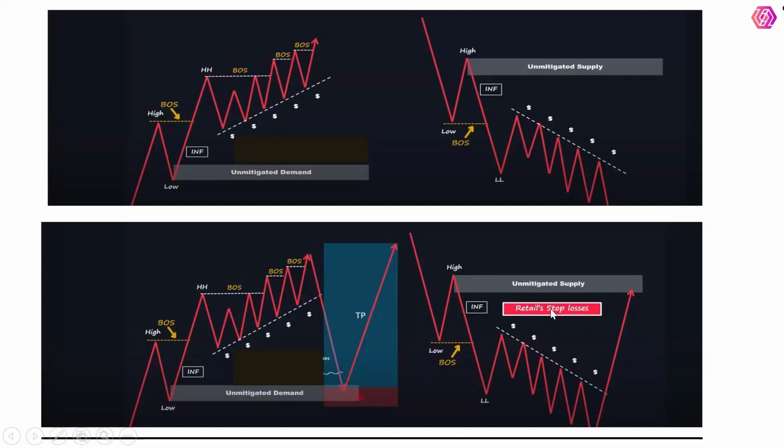So all these zones is where you have retail stop losses. Retail stop losses exist in the market. Okay. And once those stop losses are taken, the market is going to reverse because this money is what is needed for this move to the downside to continue. Okay. So your job as a trader is actually to know where these things exist and pay attention to them.